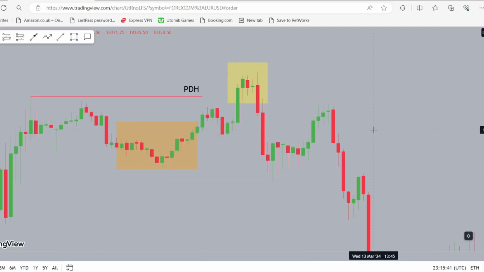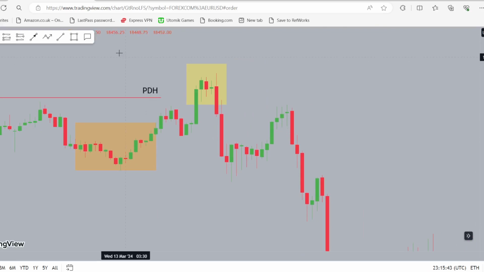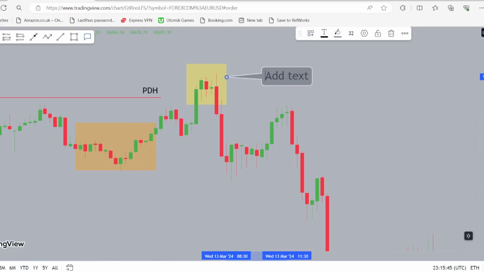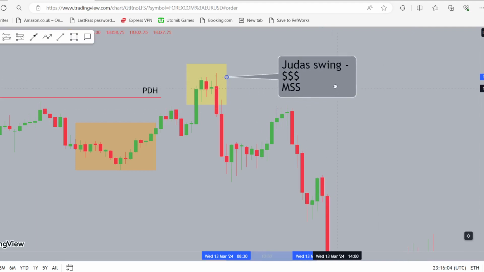Now, what makes a Judas swing valid? Well, there's a couple of things that make a Judas swing valid, right? A Judas swing typically forms after a sweep of some liquidity. So we want to see liquidity being swept, and we want to see a displacement in structure. So we want to see a shift of market structure, a market structure shift, MSS. So these two things validate the Judas swing, right?